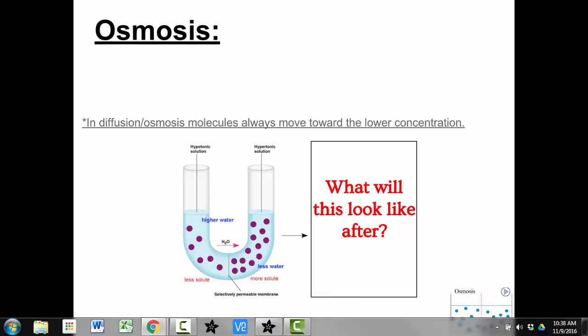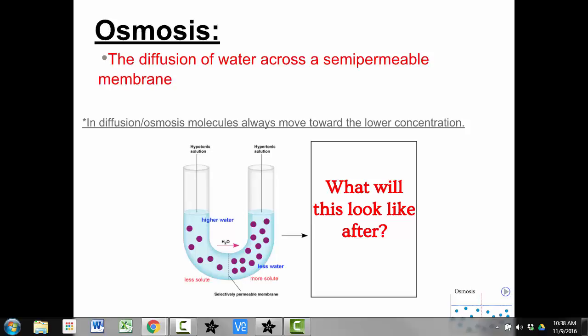One last slide today. When it's water that's moving through a membrane and going from high to low concentration, we have a special name for it. It's called osmosis. Osmosis when it's water moving through a membrane. And just like any other molecule, water will diffuse from a high to a low concentration, from an area where it's crowded to an area where it's less crowded. Molecules always move towards the lower concentration.